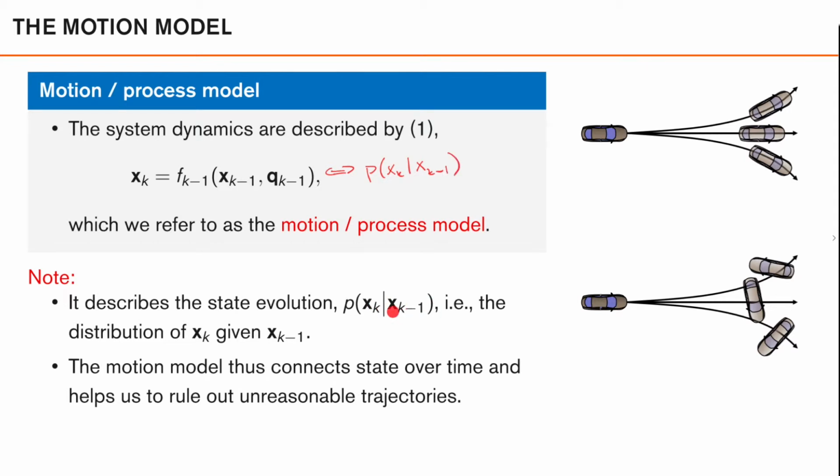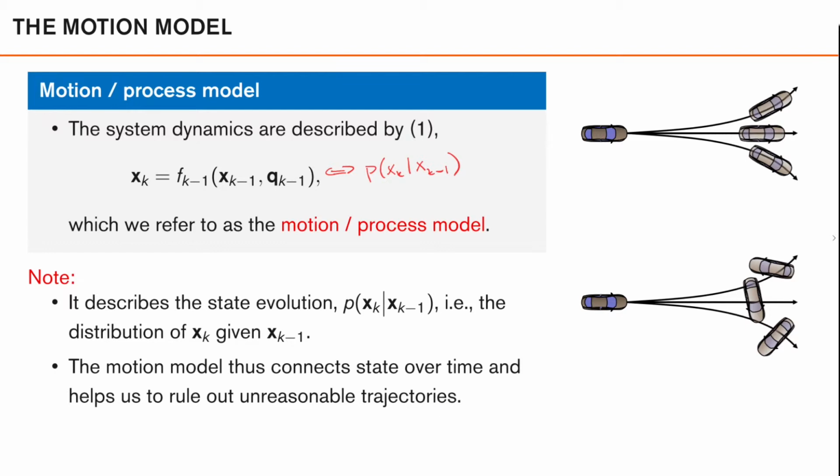With this interpretation here, we assume that we have perfect knowledge about where the state was one time instance ago. That is, we have no uncertainty about this. What the motion model then describes is the distribution of xk conditioned on the previous state. So what are probable states in the next time instance? As such, the motion model allows us to connect states over time and help us rule out unreasonable trajectories. That is, if we want to estimate the position of an object over time, we typically have physical constraints that limit the movements of this object over time.